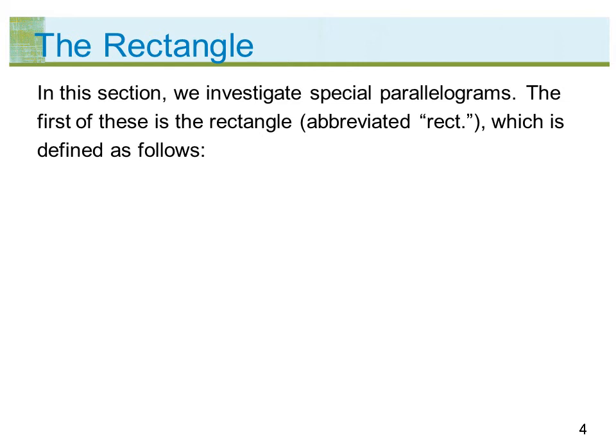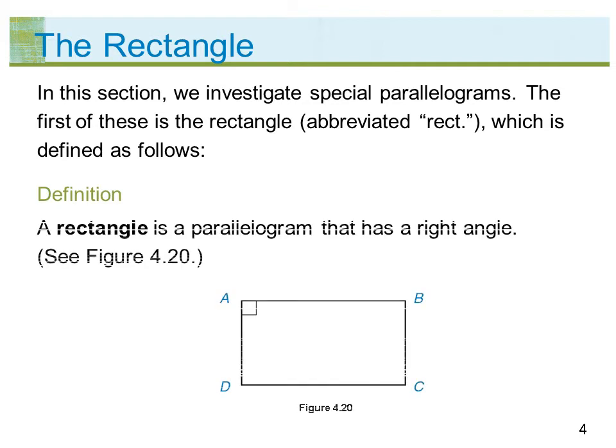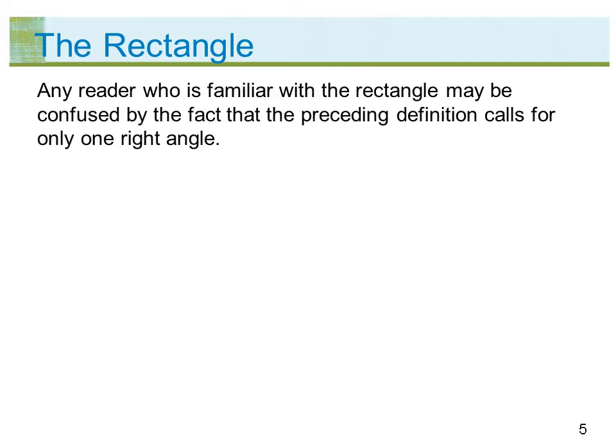In this section, we investigate special parallelograms. The first of these is the rectangle, abbreviated RECT, which is defined as follows. Definition: a rectangle is a parallelogram that has a right angle. See Figure 4.20. Any reader who is familiar with the rectangle may be confused by the fact that the preceding definition calls for only one right angle.